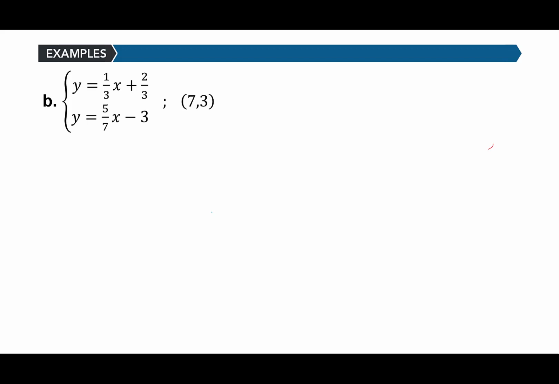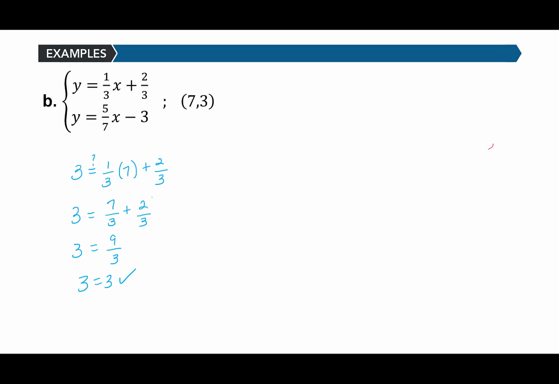Now let's look at y equals 1/3 x plus 2/3 and y equals 5/7 x minus 3, and look at, is the ordered pair (7, 3) a solution? So we would have in place of y, 3, and we're asking ourselves, is that equal to 1/3 times 7 plus 2/3? So therefore, we get 3 is equal to 7/3 plus 2/3, which is 9/3, which does simplify to 3. So it is a solution of that first equation.